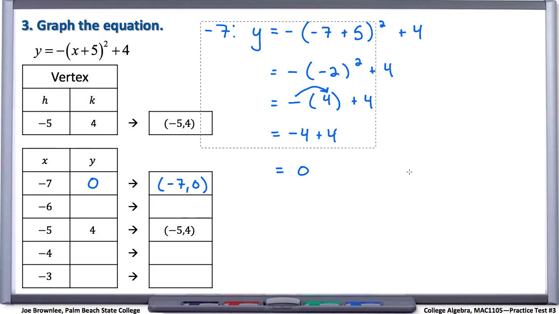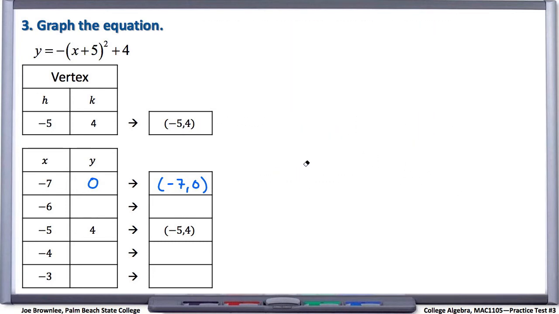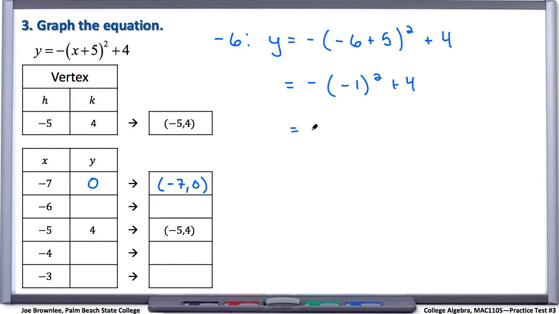All right, let's go ahead and see what our corresponding y value is when the x is negative 6. So negative 6. Y equals negative, quantity negative 6 plus 5, squared, plus 4. That negative just comes down on the outside. Let's clean up what's on the inside of the parentheses. So negative 6 plus 5 is negative 1 squared plus 4. Negative still comes down. Negative 1 squared is positive 1 plus 4. Finally, we can distribute that negative on the outside, so we end up with negative 1 plus 4, and that gives us positive 3. So when x is negative 6, the corresponding y value is positive 3.